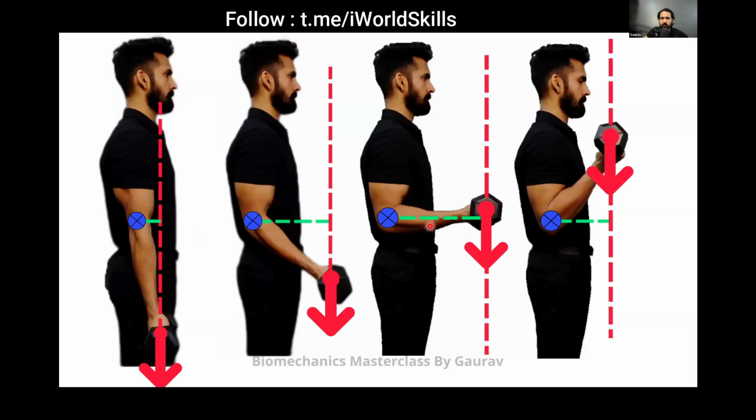At 90 degrees of elbow flexion, the external moment arm is the longest, which means resistance over here is the maximum. And beyond 90 degrees of elbow flexion, the external moment arm reduces in length, which means resistance reduces. So very little resistance in the starting position, resistance keeps on increasing, becomes the maximum at 90 degrees, and drops again.